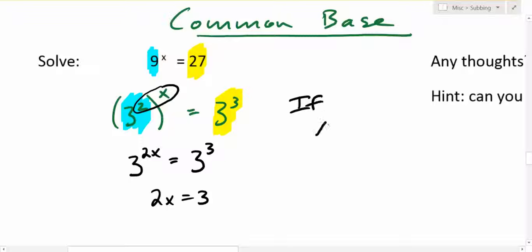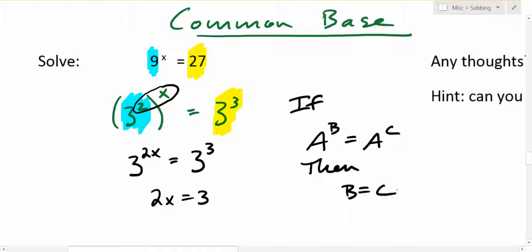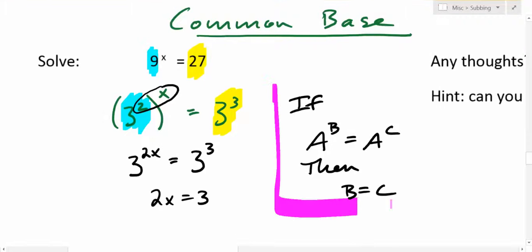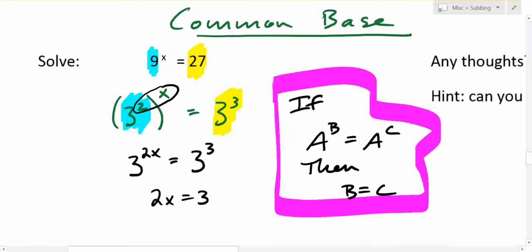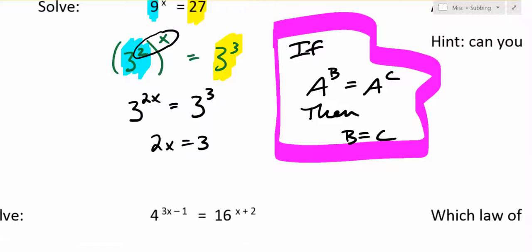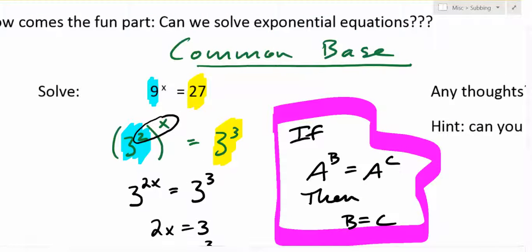If a to the b equals a to the c, then b equals c. This is a rule, and you can see it written with different letters. But if a to the b equals a to the c, then b equals c. Can we solve this now? What does x equal? 3/2. Exactly.